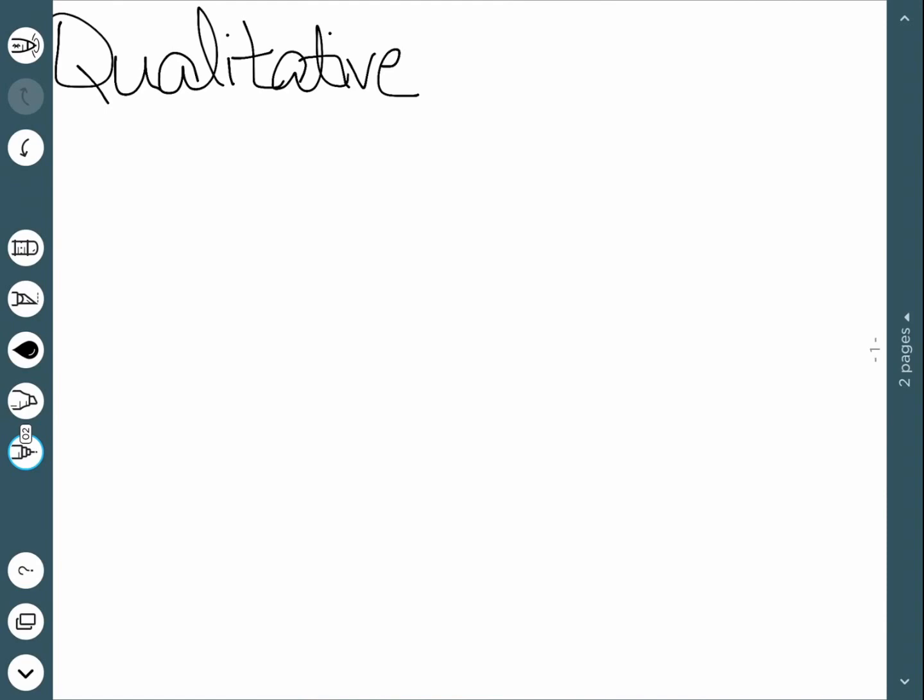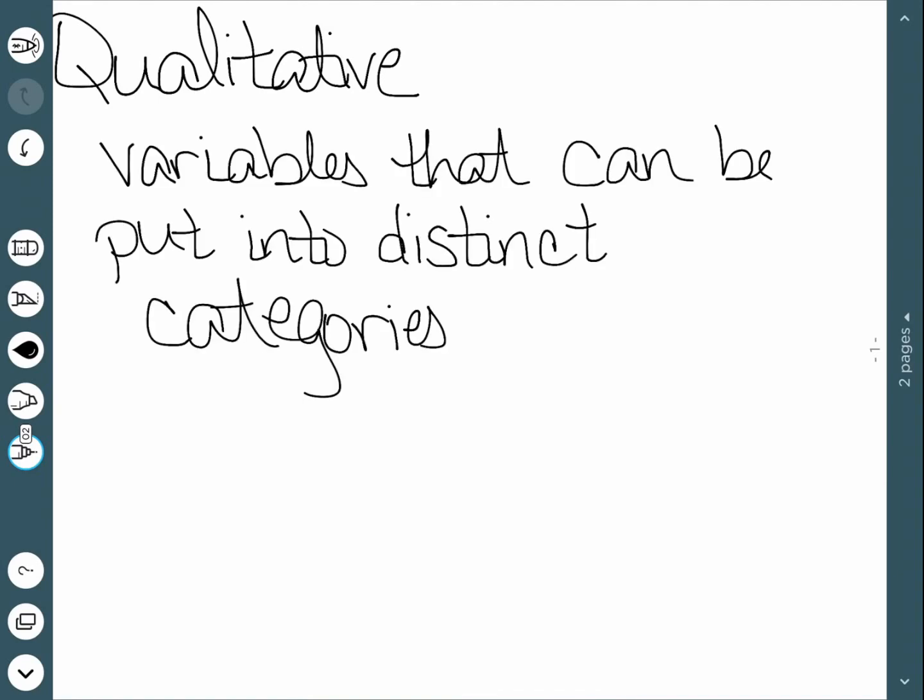Qualitative variables are any kind of variables that can be put into distinct categories. As a result, these are sometimes also called categorical variables. And these can be things like eye color, religion, or gender. These kind of things that have clear, definitive categories.